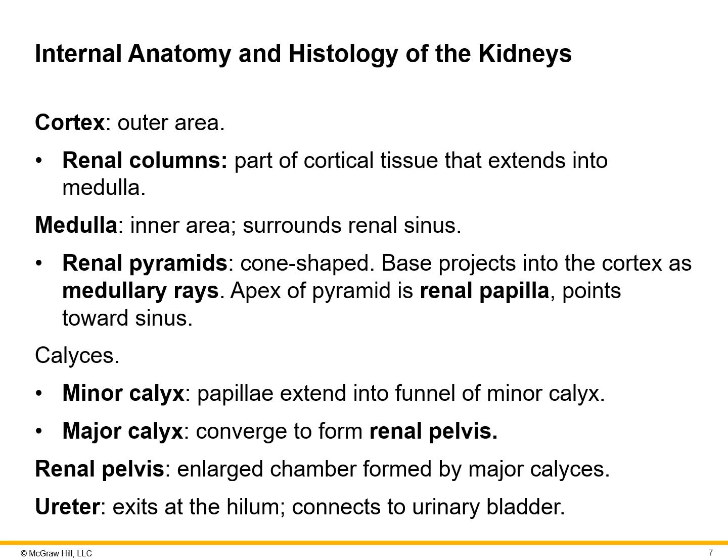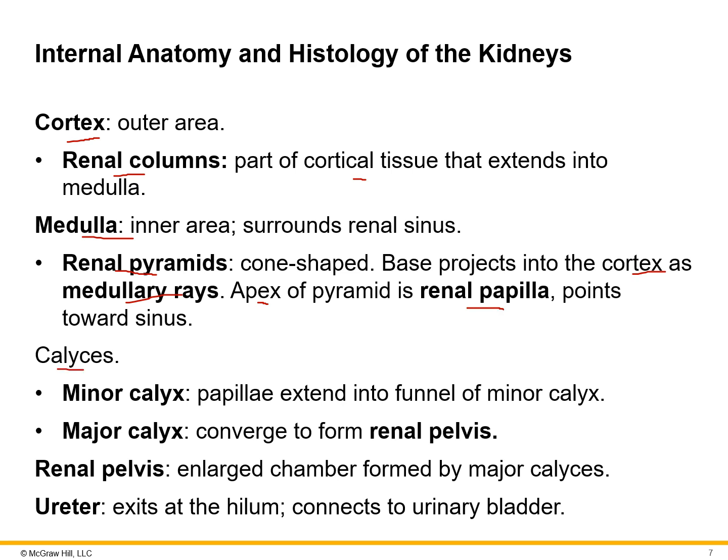Now, if we look at the internal part of the kidneys, the cortex is the outer area, up to that capsule. It's made up of renal columns that are part of cortical tissue, and they go into what's called the medulla. And the medulla is the inner area, which surrounds that renal sinus. Within the medulla are the renal pyramids, which have a cone shape, hence the name. The base projects into the cortex as what are called medullary rays. And then the apex, which is the tip of the pyramid, is the renal papilla, which points toward that sinus.